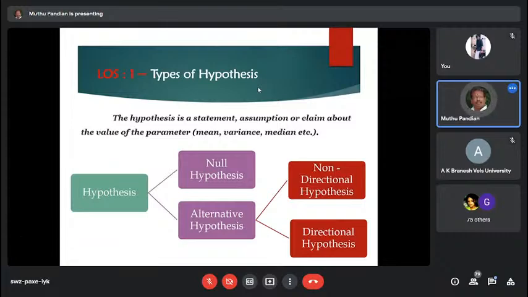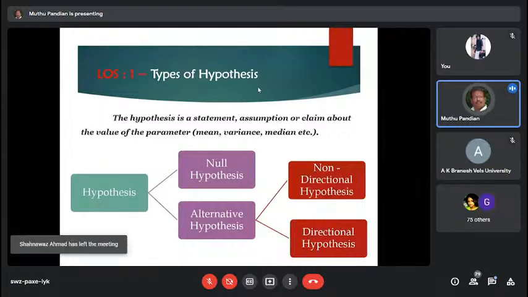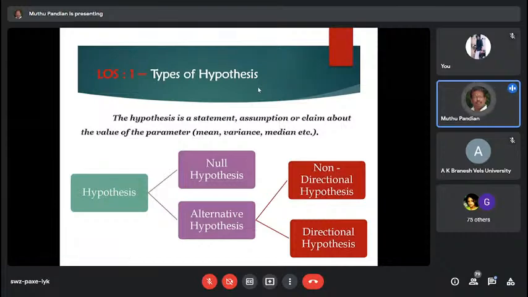Not equal to symbol. Only the not equal to symbol. Otherwise there is a significant difference. That is all I am saying. I am not concerned about greater than, whether male is greater than female or female is greater than male. I don't want to conclude like that. I want to conclude only that male and female are not equal.